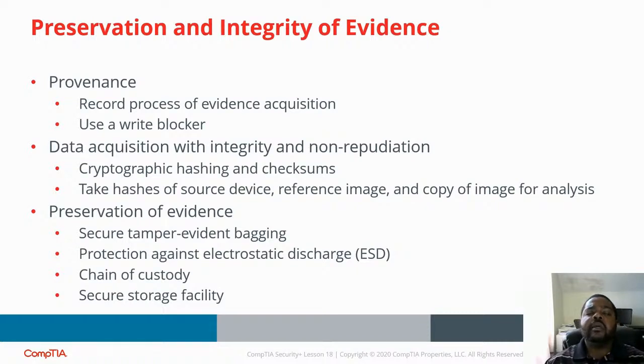So this whole time we've been talking about preservation and making sure that the integrity of the evidence is upheld. We don't change it in any type of way. We just make sure that it is a valid state of data when it goes into the court.